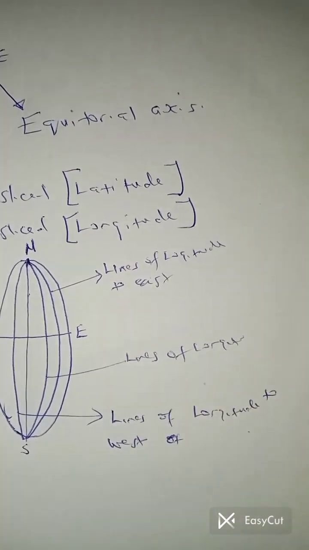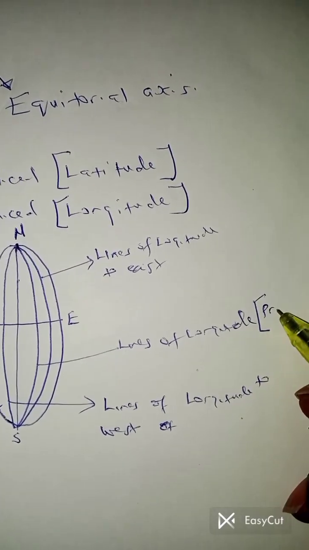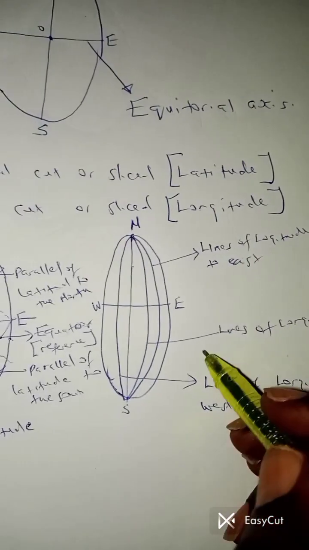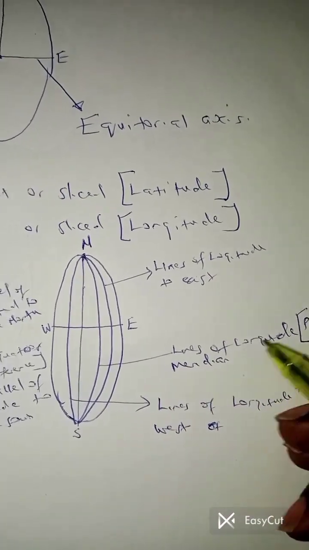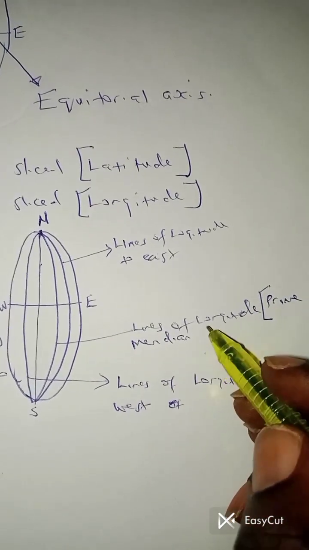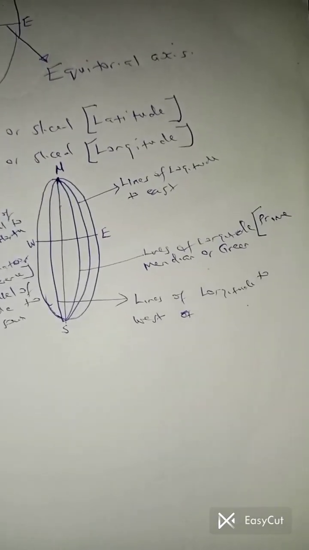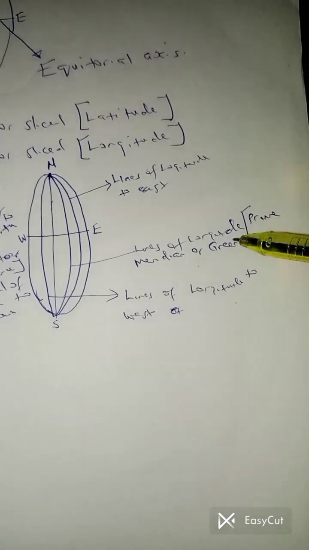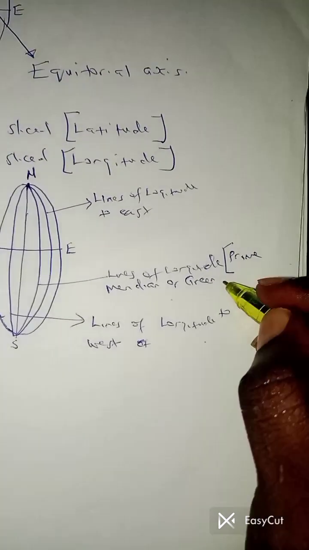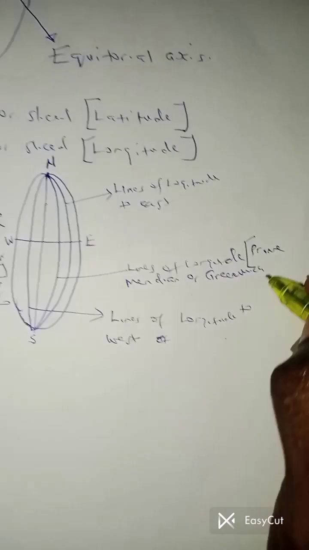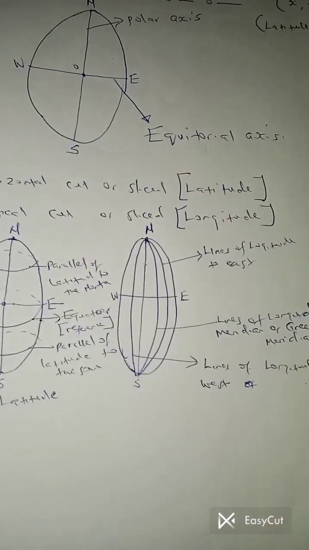So for lines of longitude here, I want to make this one my prime meridian. The prime meridian is my reference point where all the lines of longitude always begin. So that's my prime meridian, or we also call it Greenwich. So for lines of longitude, there's a reference point, we always call it the prime meridian or the Greenwich meridian. So that's all about that.